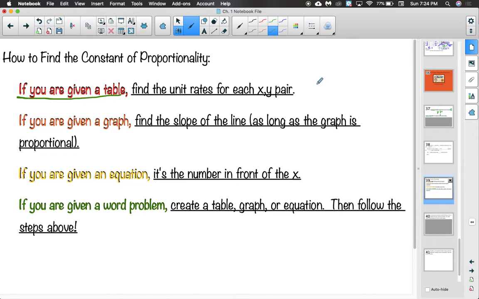All right, no deltas here. You didn't hear me say delta. I'm only saying it, telling you not to do it. You just go y over x, find the unit rate.